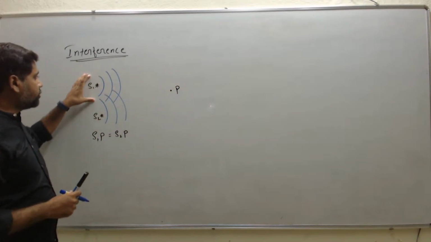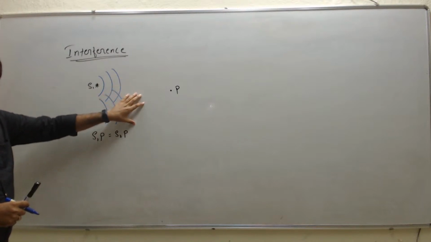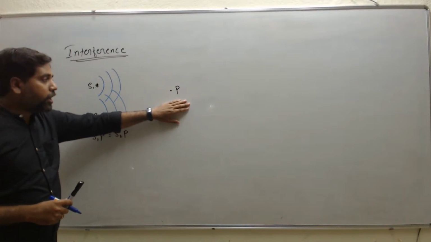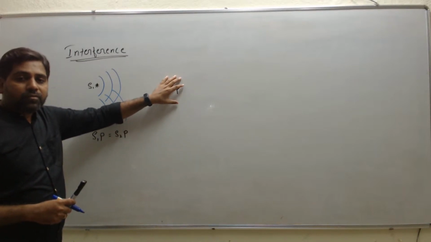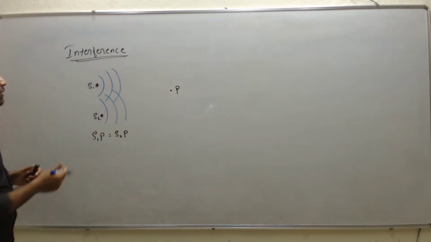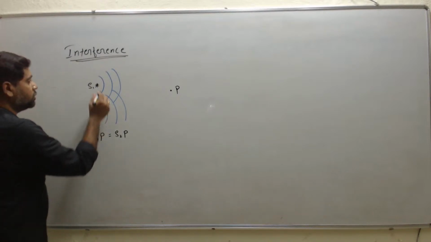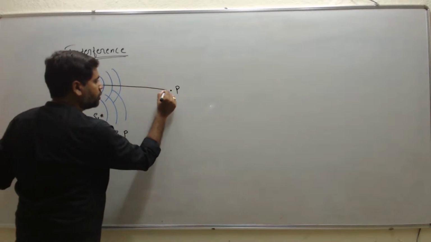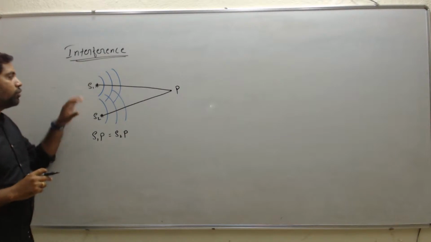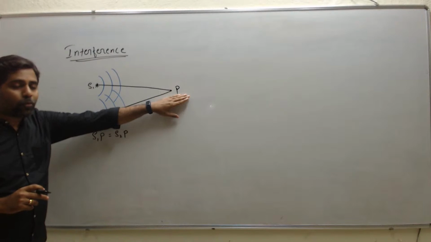If the source S1 producing the wavefronts is in phase, then the source S2 is also producing in phase. Here the wavefronts which are received at the point P are also in phase. That is, it has constant phase difference, right? So if I draw like this, right? Here from S1 the wavefronts are emanating and reach the point P.